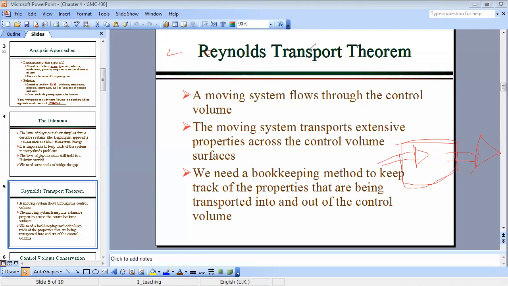Okay. Now, to be able to understand this well, I will give you a 2D example that will illustrate how we use this theorem.